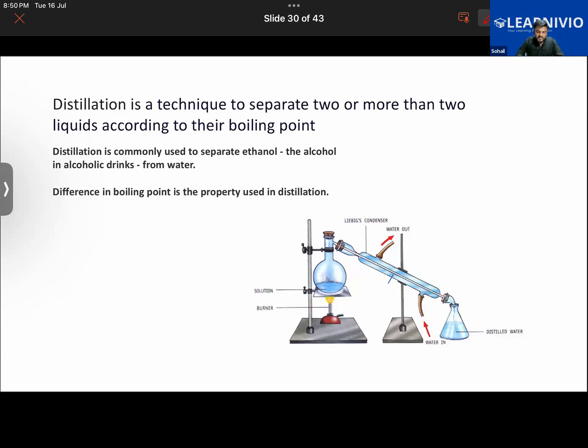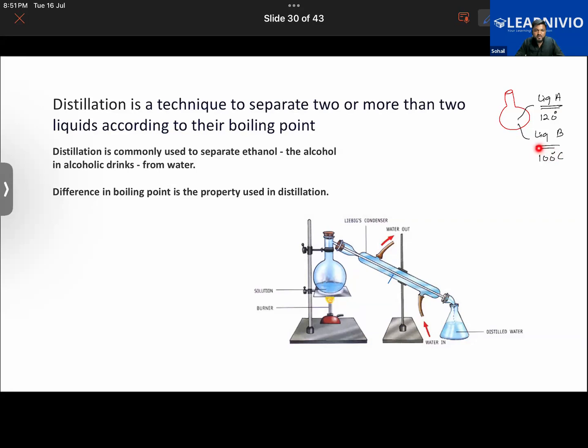So, for example, in this flask we have a mixture of liquid A and liquid B. Liquid A in this mixture has a boiling point of, let's say, 120 degrees Celsius, and liquid B has a boiling point of 100 degrees Celsius. That is basically water, for example. Both of them are mixed together and we want to separate the water from this mixture.